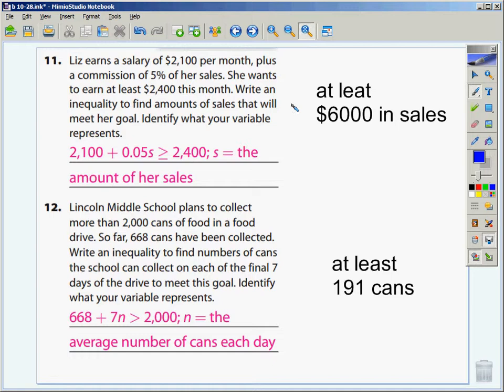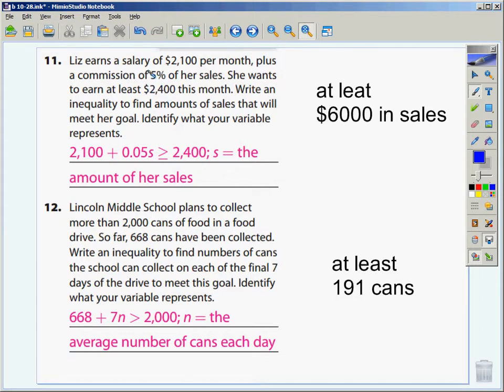Wayne? I have a question about number 12. The equation 7x is greater than or equal to 2,000 minus 668. Okay, but it wouldn't be equal to. Greater than 2,000 minus 668 is okay. But it can't be equal in that case. Okay.